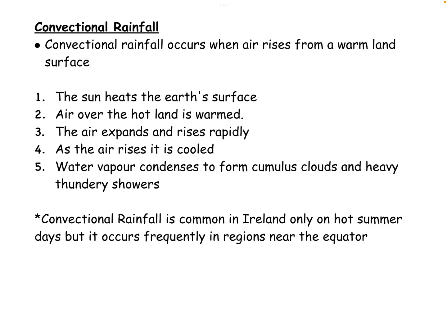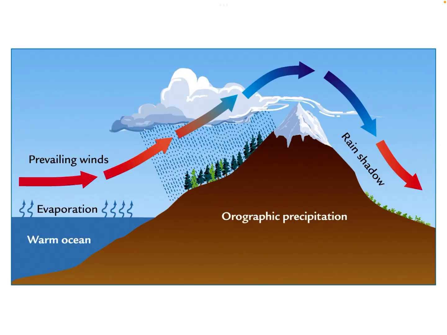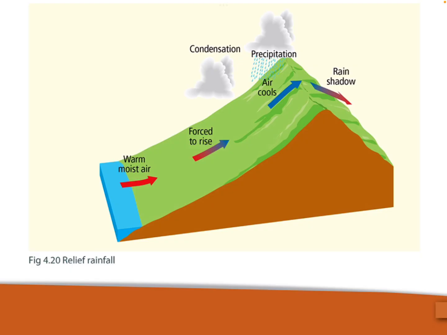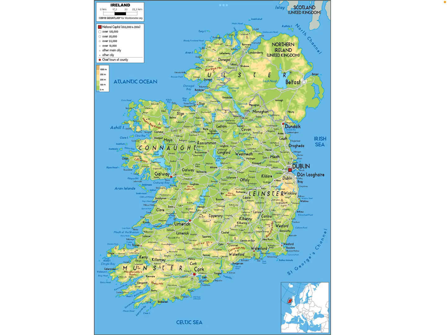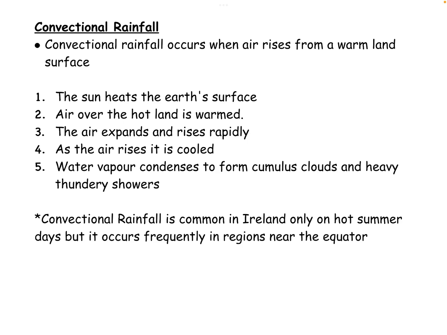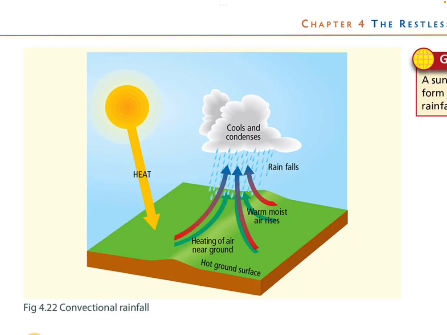Okay, then we move on, and relief rainfall is very common on the west coast of Ireland. Think Kerry, Donegal, Galway, Mayo, Kerry, etc. Okay, convectional rainfall then you get in a summer's day. Convectional rainfall occurs when the sun heats up the land and the air around it. So the sun heats up the earth's surface and the air around it. It warms the air and the air gets light and it rises.